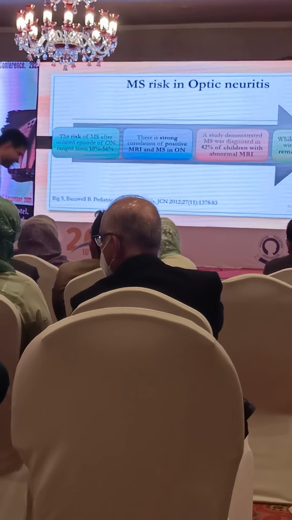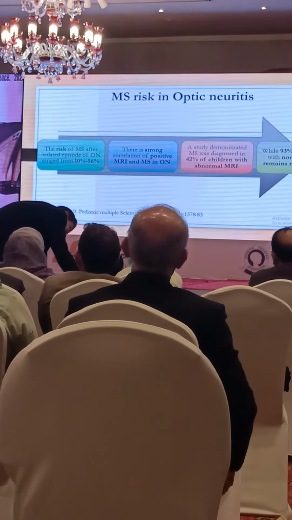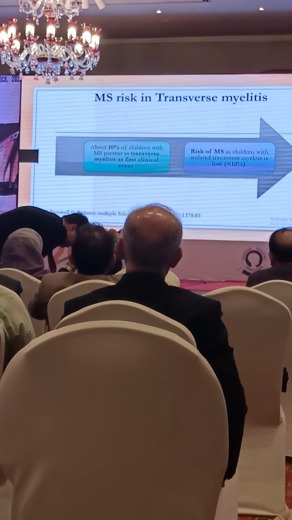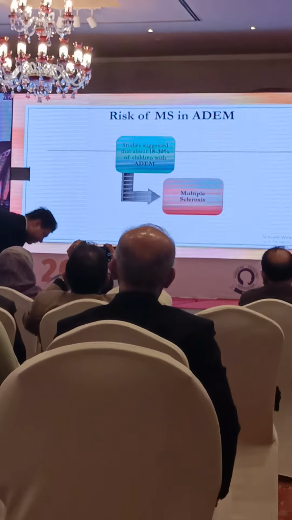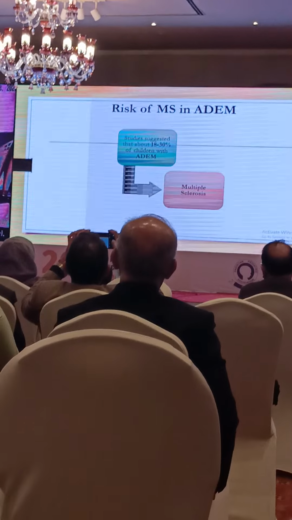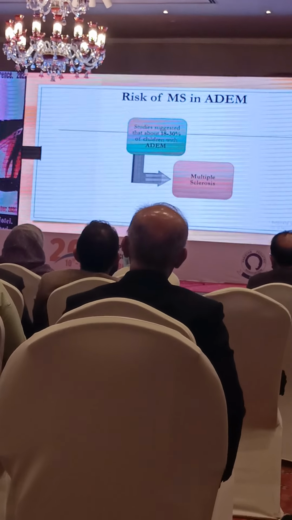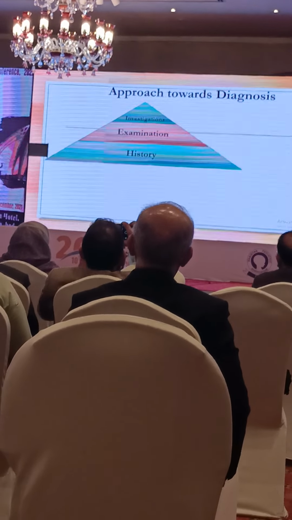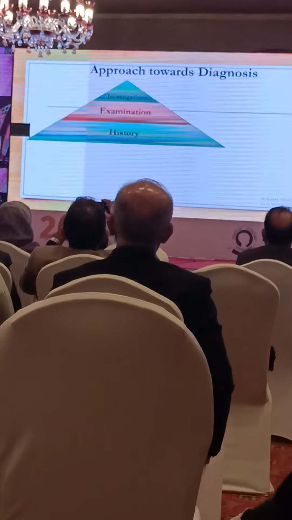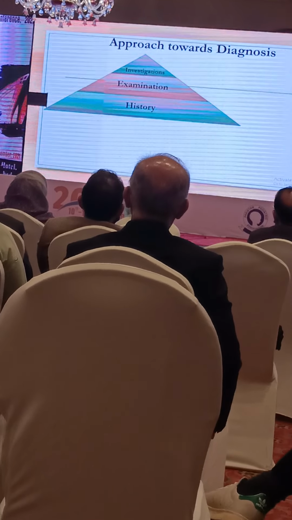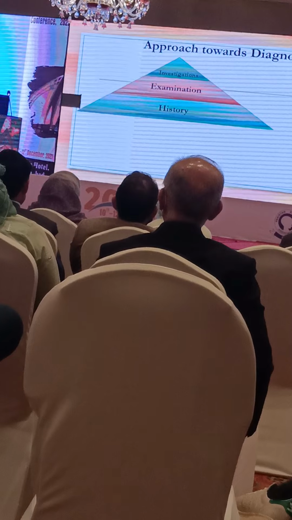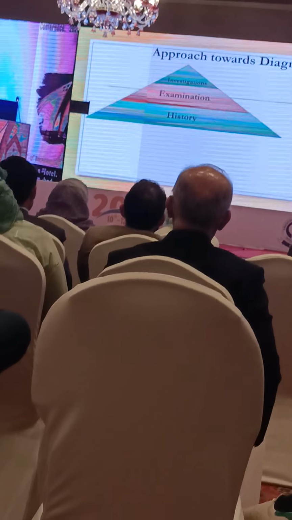In optic neuritis, the risk of MS is about 40%, and it is about 10% in transverse myelitis, and 15 to 30% of children with ADEM go into multiple sclerosis. Now, how should these children be approached? This is the usual approach that we mainly stress, that it is the history that is important in neurology.